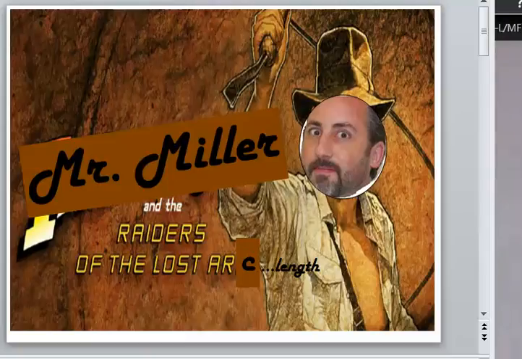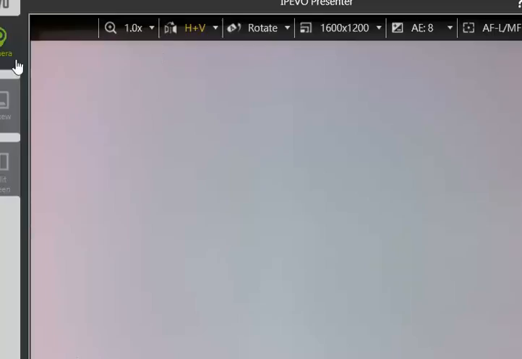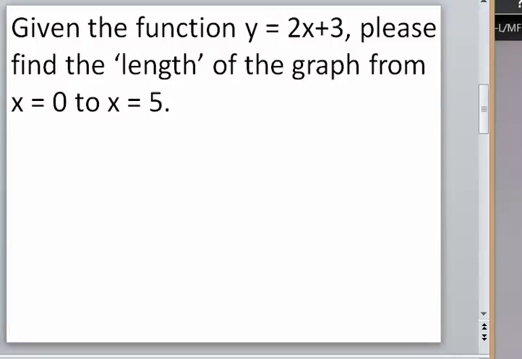Let's investigate how to find the length of an arc, hence arc length, for a given curve. So let's start with something simple, something we should be able to do geometrically. Given a function y equals 2x plus 3, let's find the length of the graph from 0 to 5.